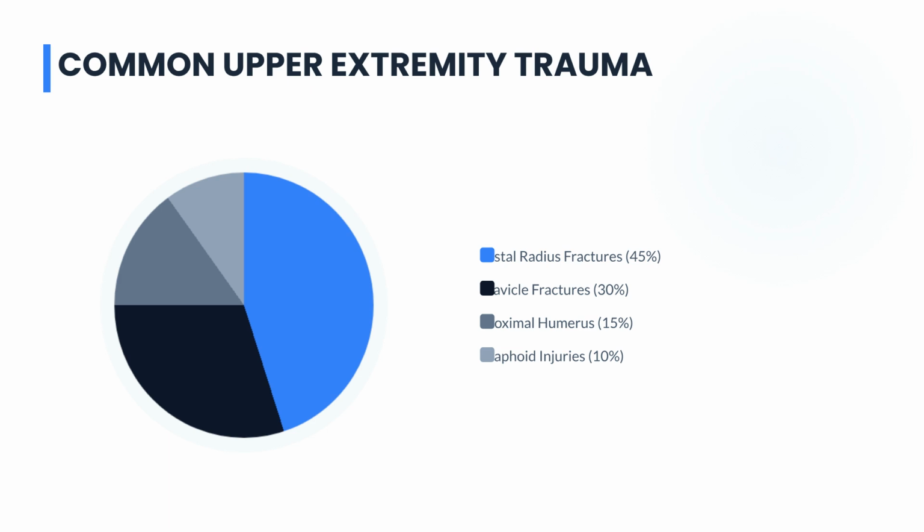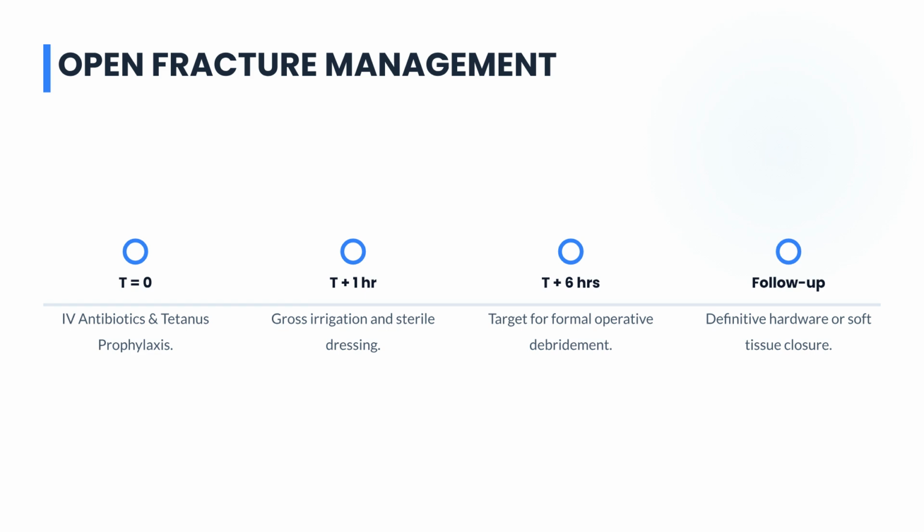Upper extremity trauma is frequent in the ED, with distal radius fractures being the most common, followed by clavicle, proximal humerus, and scaphoid injuries. Immediate open fracture management begins at T=0 with IV antibiotics and tetanus prophylaxis. Gross irrigation and sterile dressing follow at T+1 hour, targeting formal operative debridement within 6 hours.